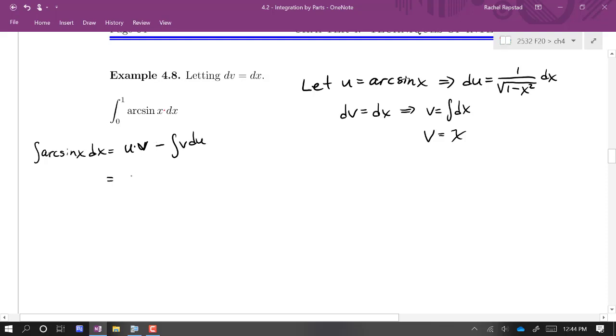and u times v is arc sine x times x. I'm going to write the factor of x in front just so it doesn't look like the product is inside the function, minus the integral of v du. That's going to be x times 1 over the square root of 1 minus x squared dx. Now we just have to see if we can integrate this function.